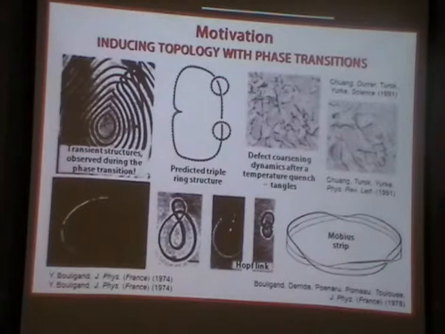Okay, so you can also try to get entanglement by using phase transitions. Here are just a few examples from the past, also from the field of liquid crystals, especially the work of Yves 40 years ago, when he was studying different polystyrene materials and doing different kinds of phase transitions and observing many transient structures which possessed quite complex topology. So here you can see an example of two linked rings that were relatively quickly relaxing and then disappearing in the medium.